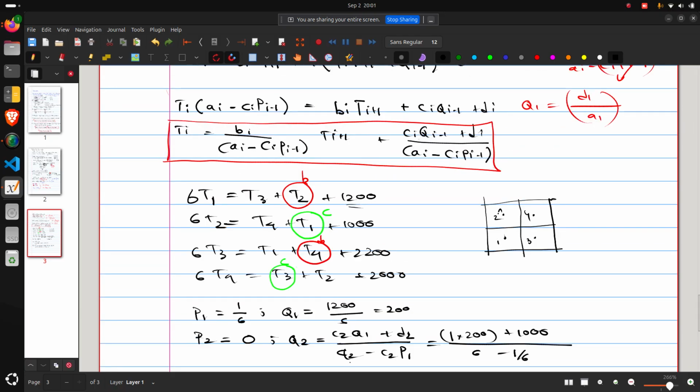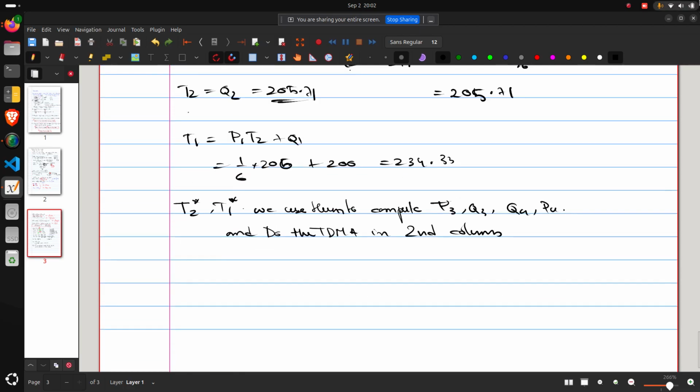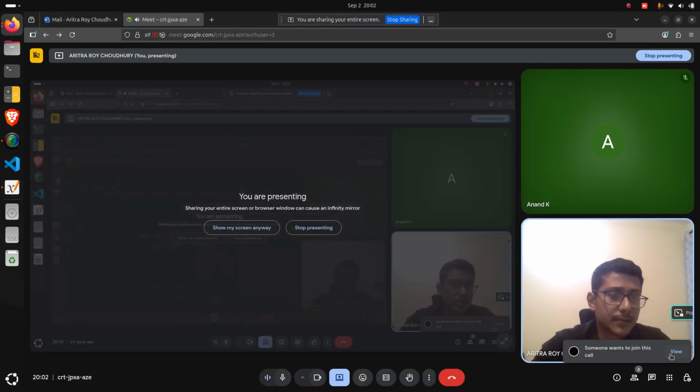Now we have done for 1 and 2, now we will do for 4 and 3. Then we will have some values, T1, T2, T3 and T4, and we will store them somewhere. We will again do another TDMA, another sweep, and store these values again. That is the first iteration, and the second iteration we will do like this. Then we will compare these two and see how close they are, and depending on the tolerance value we will stop our iterations.